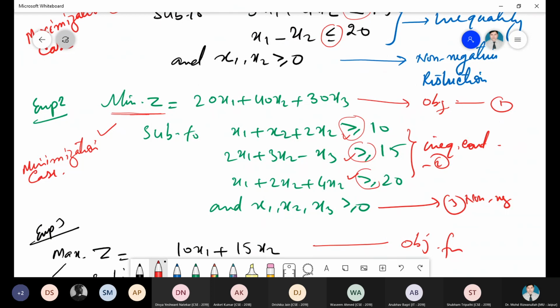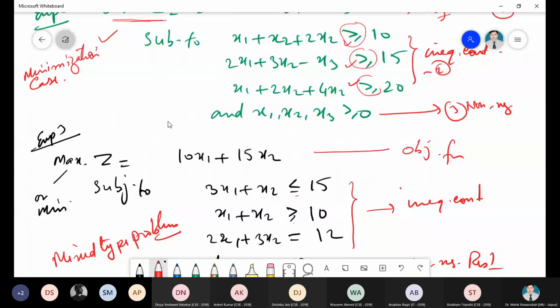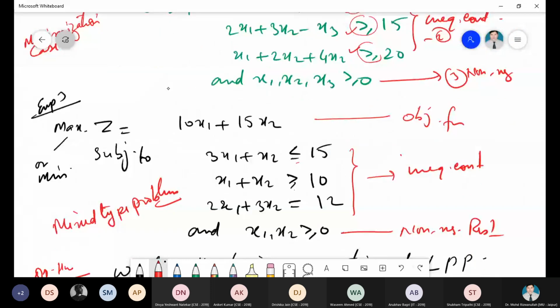And then if both less than and greater than are there. Now see in this problem, less than is there, greater than is also there, and equal is also there. The objective may be maximum or minimum, anything else. But if the inequality constraints are less than or equal, greater than or equal, and equal, all three cases, then this is called the mixed type problem.